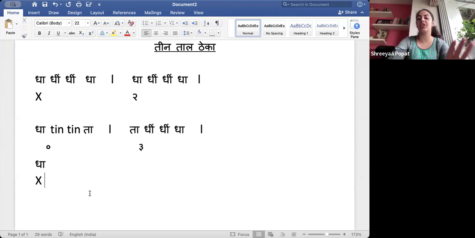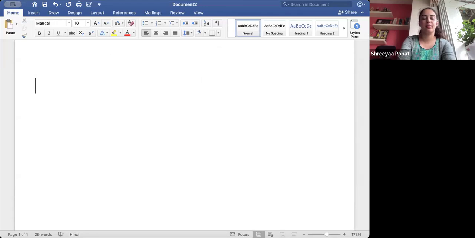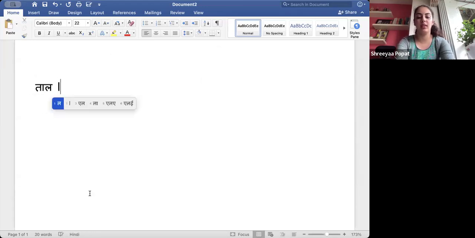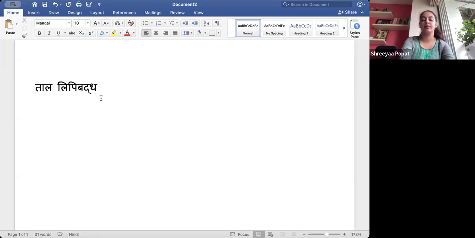Now, as per this same structure of putting a vertical line after 4 beats and putting a cross on the first beat, we are going to do the notation, which is known as tal lipi badh. Tal ki lipi. Lipi means script. So in the script of the tal, you are composing, writing and noting down your composition. So it is called tal lipi badh karna.